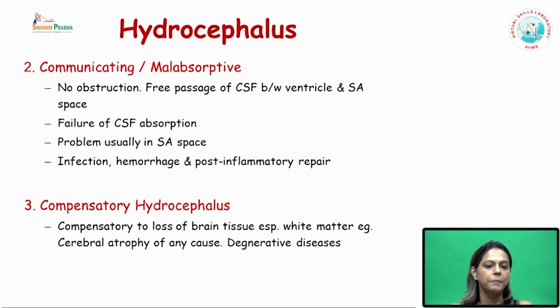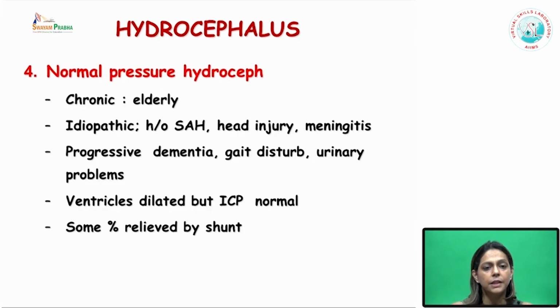And third is compensatory hydrocephalus, which occurs when there is compensatory dilatation of the ventricle, I showed you a picture, especially in cases with aging or dementia. Normal pressure hydrocephalus is seen in elderly patients, and it can be idiopathic or secondary to subarachnoid hemorrhage or head injury. So the ventricles are dilated, but the intracranial pressure is normal. So that is the end of the first lecture.